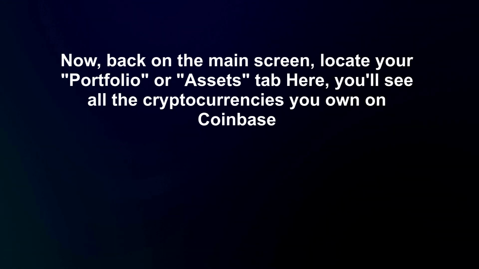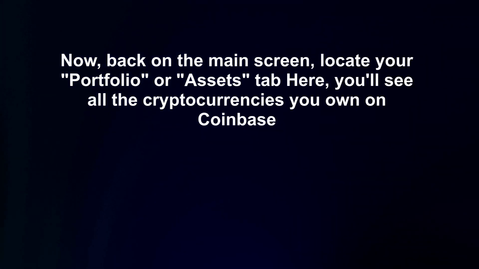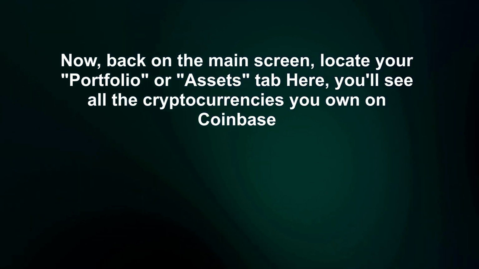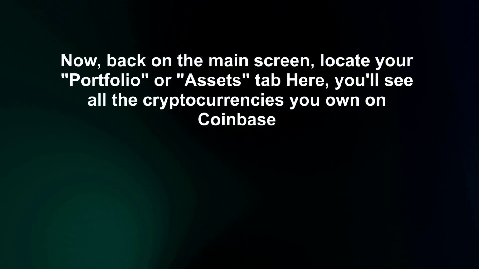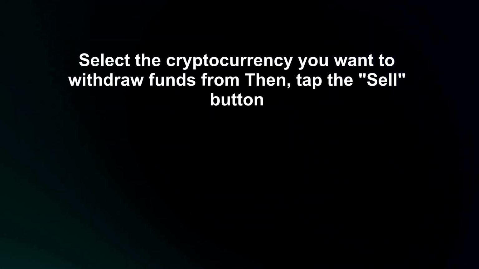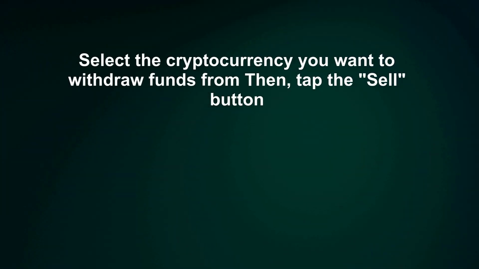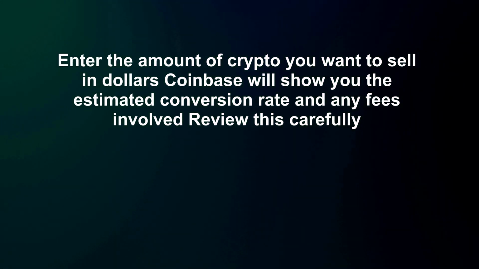Now, back on the main screen, locate your portfolio or assets tab here. You'll see all the cryptocurrencies you own on Coinbase. Select the cryptocurrency you want to withdraw funds from, then tap the Sell button. Enter the amount of crypto you want to sell in dollars.